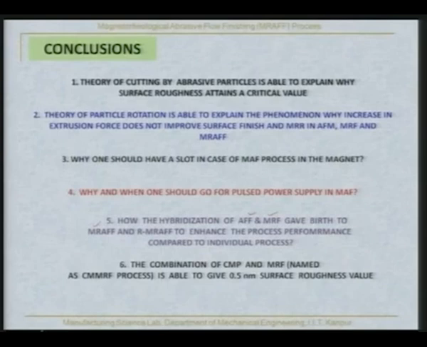The combination of chemo-mechanical polishing, CMP, and magnetorheological finishing, MRF, was done, and a new process called the chemo-mechanical magnetorheological finishing process was developed, and it is able to give as good as 0.5 nanometer, that is 5 angstrom, surface roughness value on silicon wafers.